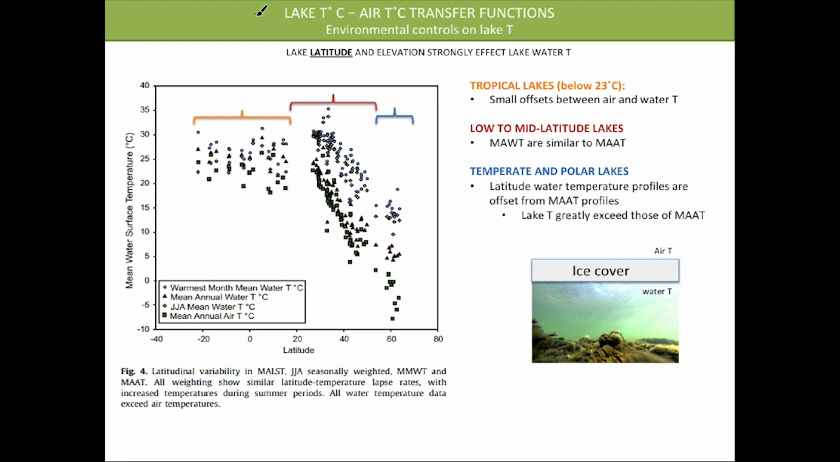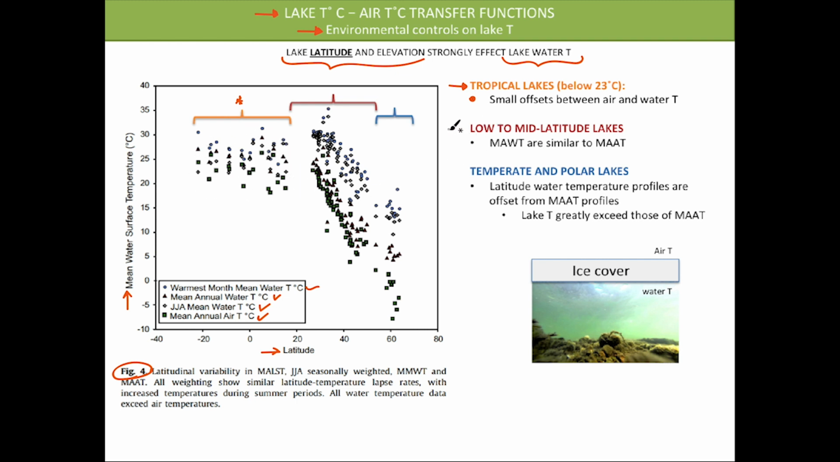After showing the transfer functions, the authors spend a good part of the paper discussing the environmental controls on lake temperatures. They say that lake latitude and elevation have a strong relationship with lake water temperature. This figure here shows the relationship between latitude and temperatures of mean annual air temperature, shown as squares, June, July, August mean water temperatures, shown as diamonds, mean annual water temperature, shown as triangles, and warmest month mean water temperature, shown as circles. The main observations are: first, for tropical lakes below latitudes of 23 degrees, there is little variability in annual or seasonally weighted temperature. Also, there are relatively small offsets between air and water temperatures here.